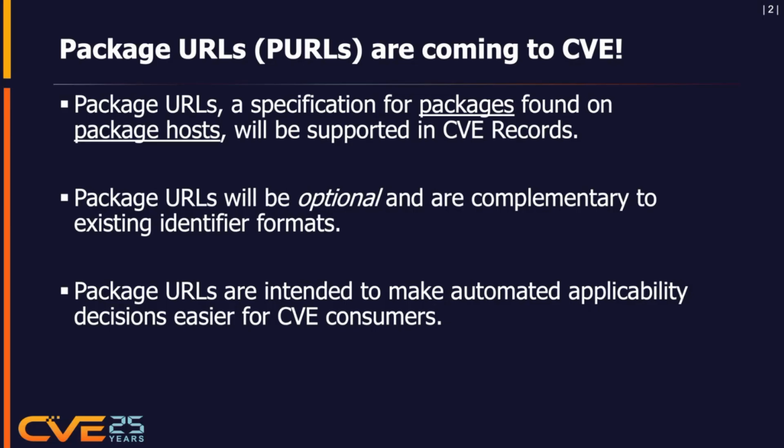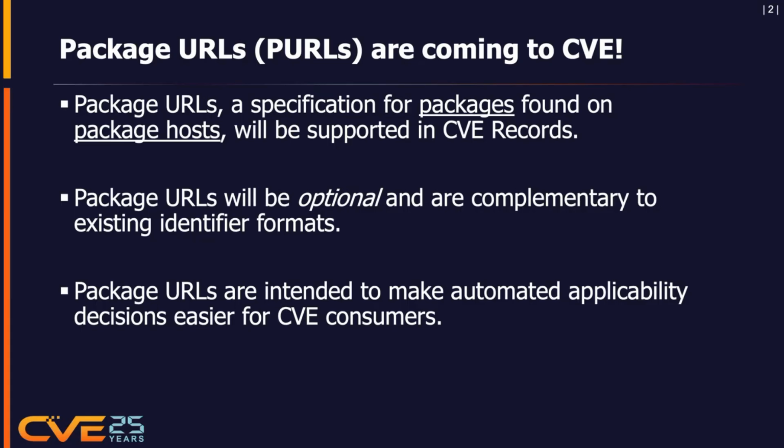With this addition, one of the first things to know is that at introduction, these are going to be optional. As a CNA, you can add and include them in your CVE records once the next release is out, but you don't have to. They're really intended to be used as a complement to the existing identifier options in the CVE format. The purpose of adding these to the record format is really to make automated applicability decisions easier for CVE consumers.